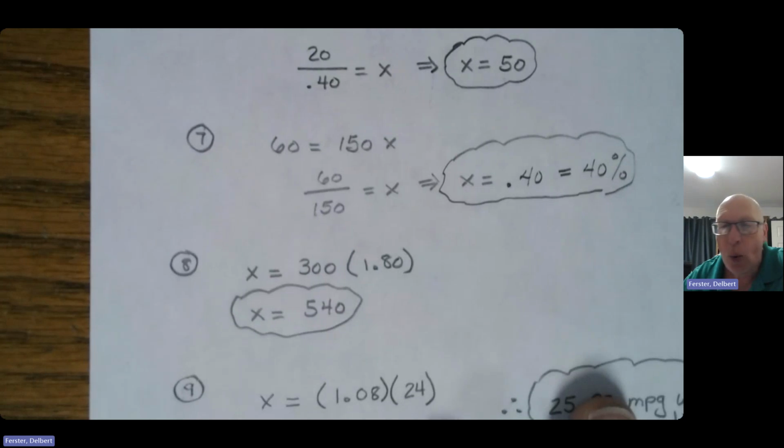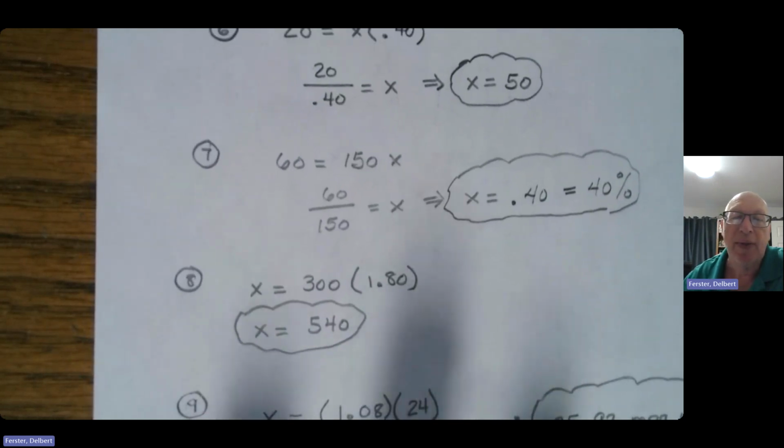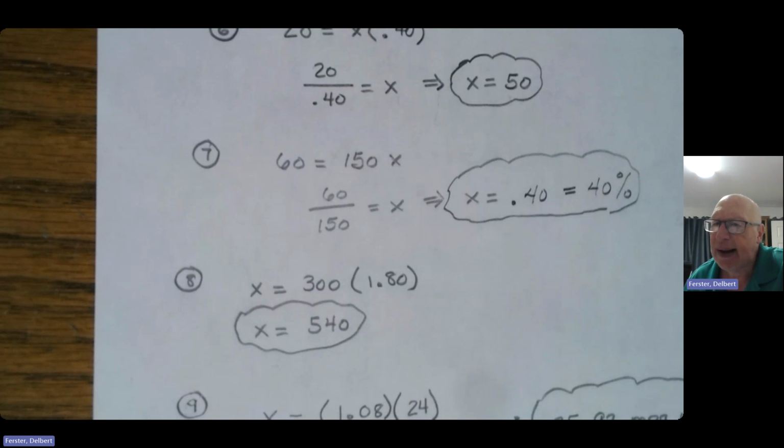Problem 8, continuing our work on parts, bases, and rates. So what we've got in this problem is the notion of finding out what 180% of some number is. Again, be careful of that 180%. It's 1.80 as a decimal number. Your base is the 300.